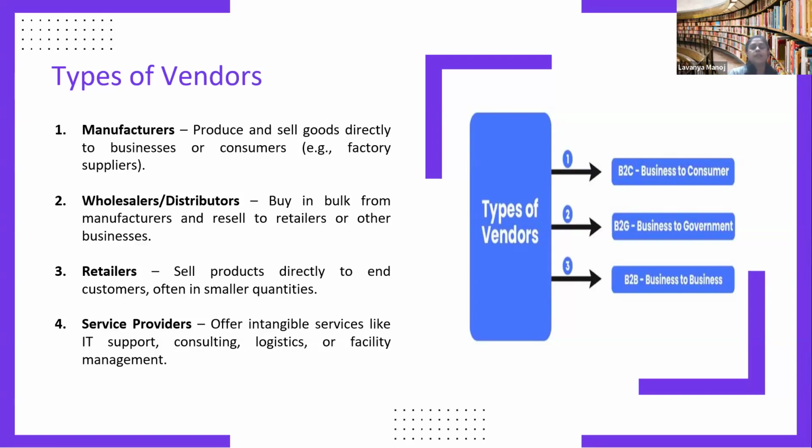They produce and sell goods directly to businesses, or in very few cases directly to consumers. That is, through their factory outlets, they may sell directly to the consumers. So then wholesalers and distributors. What they do is they buy in bulk from the manufacturers and resell to the retailers or other businesses. Now, there is a difference between wholesalers, distributors, and brokerage agents.